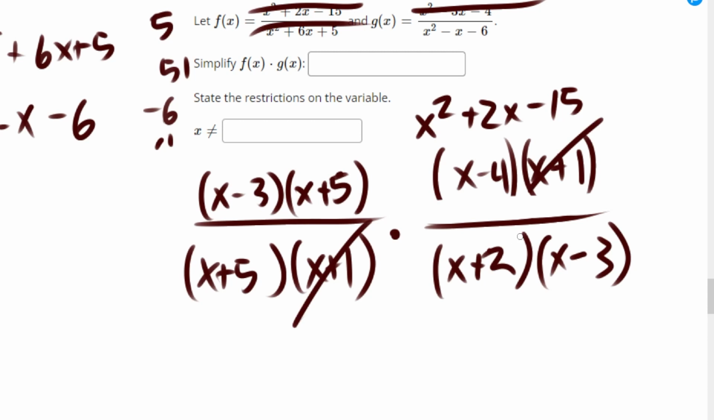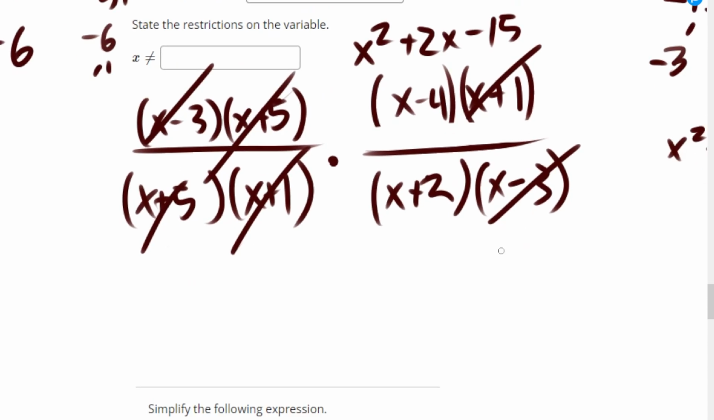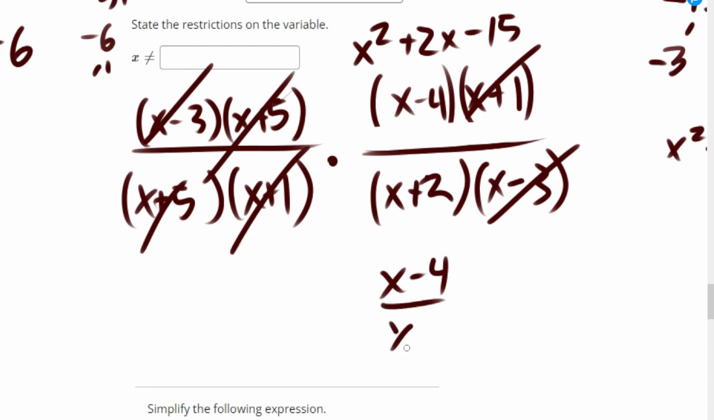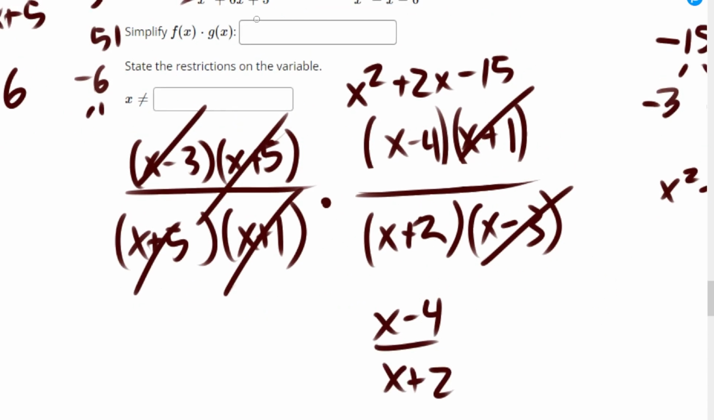We've got an x minus 3 on this and this. We know that x plus 5 divided by x plus 5 is just 1. And that leaves us with x minus 4 over x plus 2. That was crazy. So x plus 4 and x plus 2. That was a lot of work for just one little point.